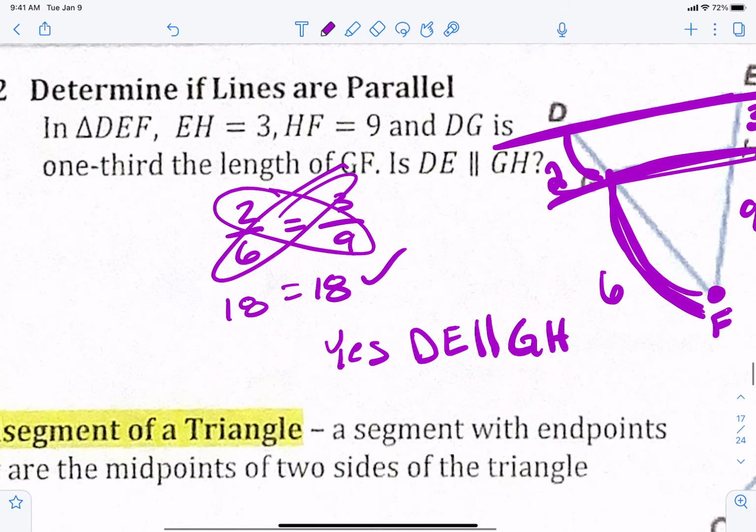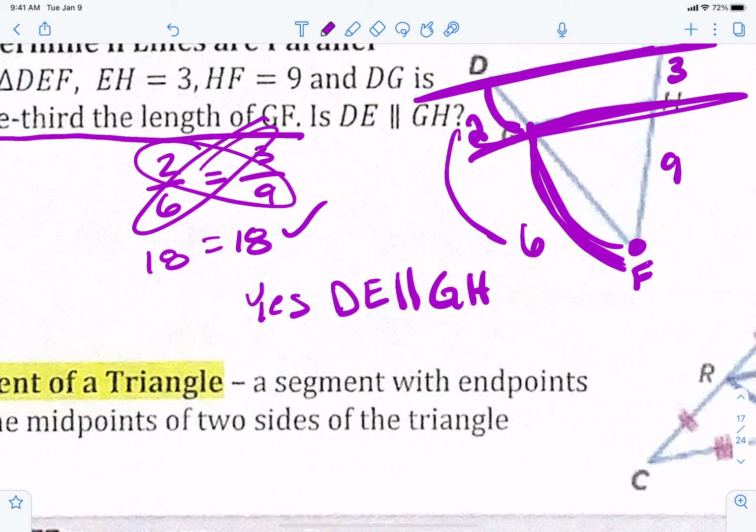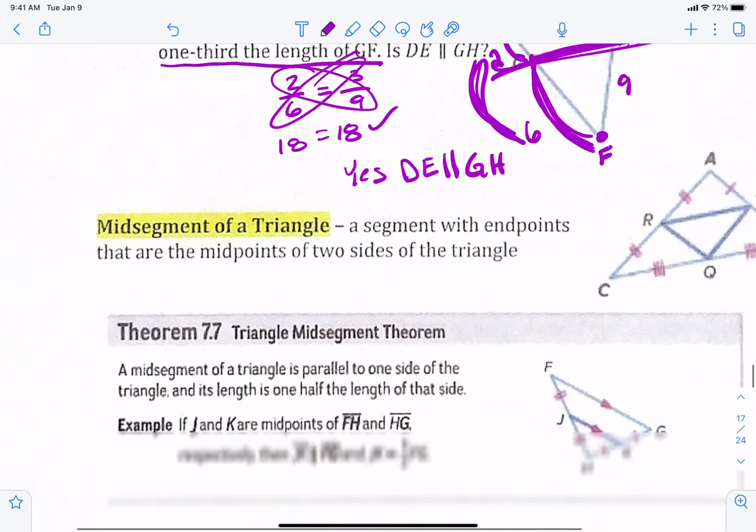Now, again, they said DG is 1/3 the length of GF. So if you're just running a test, just make up some numbers. We could have done 1 and 3. We could have done 3 and 9. We could have done a bunch of different ones. 4 and 12, right? 1/3, as long as these are in the relationship of 1 to 3. Okay? All right. It seems rigged.